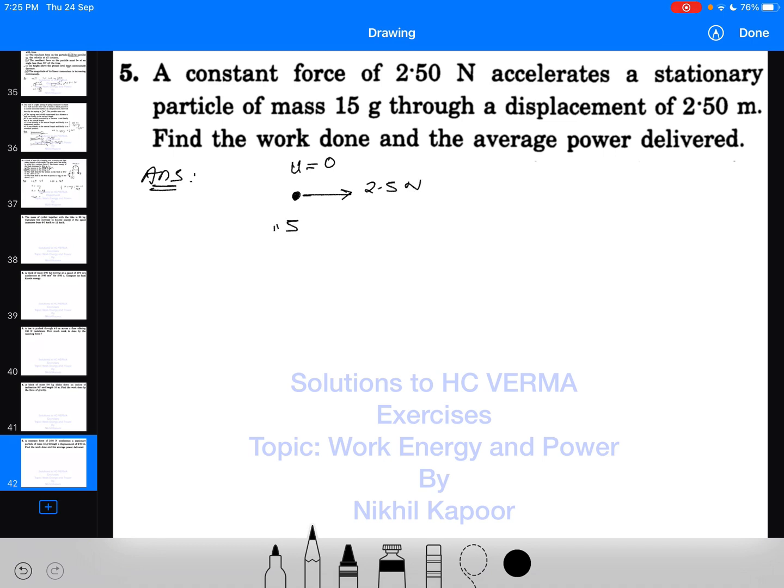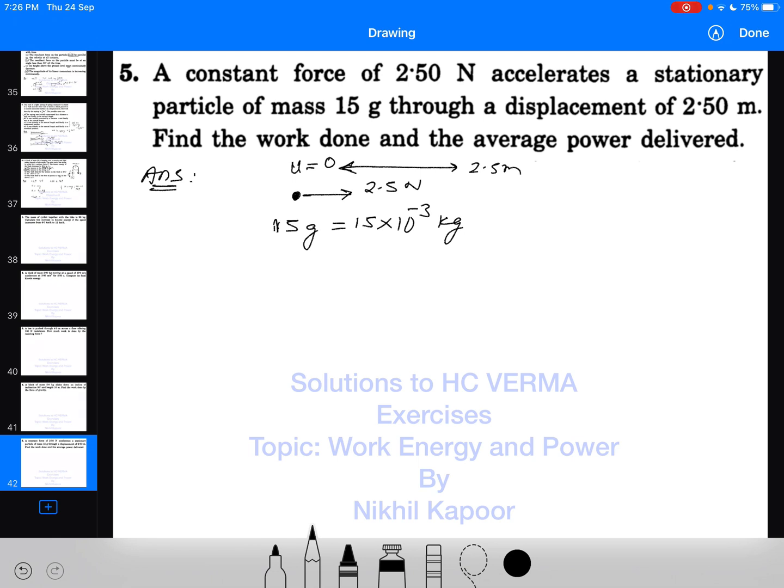The mass of this particle is 15 gram. That would be equal to 15 into 10 to the power minus 3 kilogram. Okay, and the force displaces this object through 2.5 meter. So here the displacement of the object is 2.5 meter.